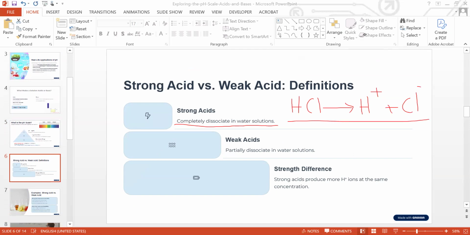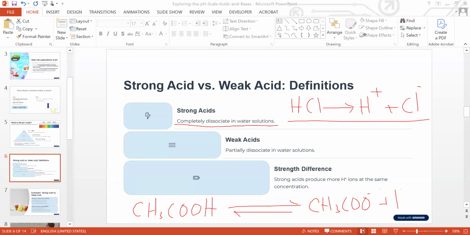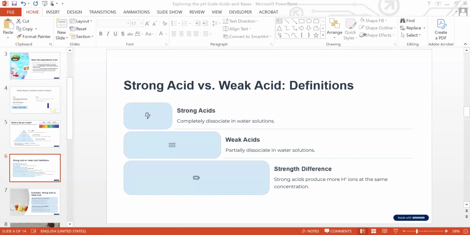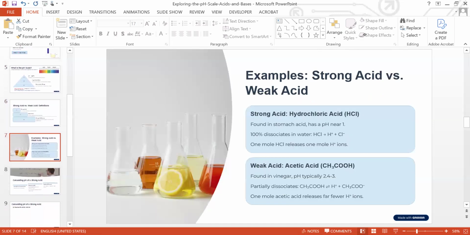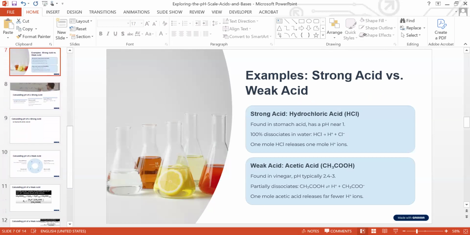On the other hand, if we talk about acetic acid or ethanoic acid, it has 4 hydrogens, but it will give you only one hydronium ion. It means it is partially undergoing dissociation, so it is a weak acid. Here are a few examples of strong acids and weak acids.